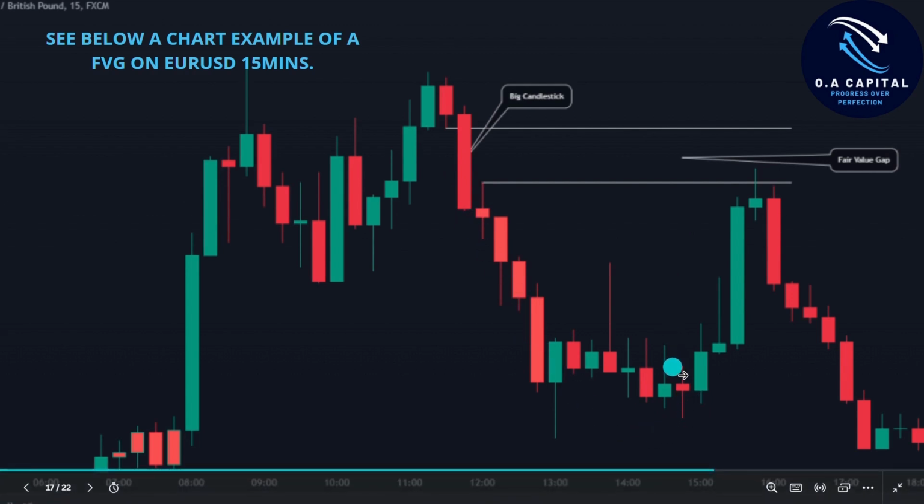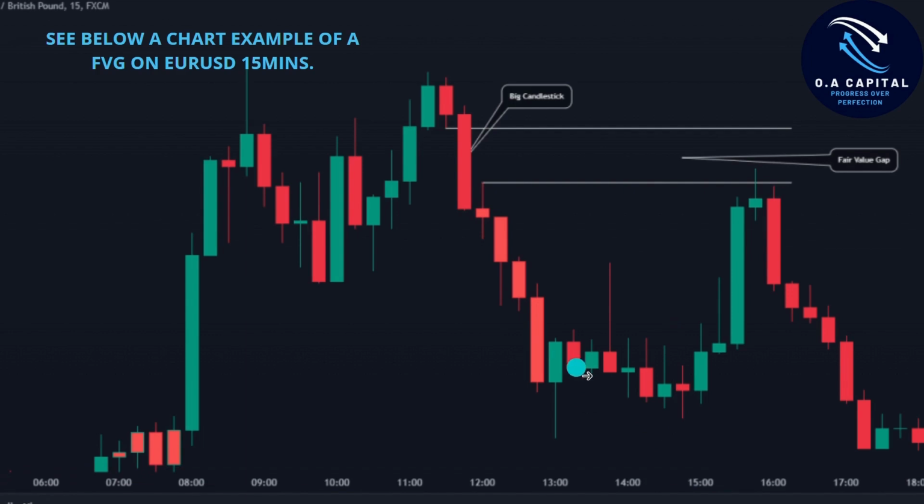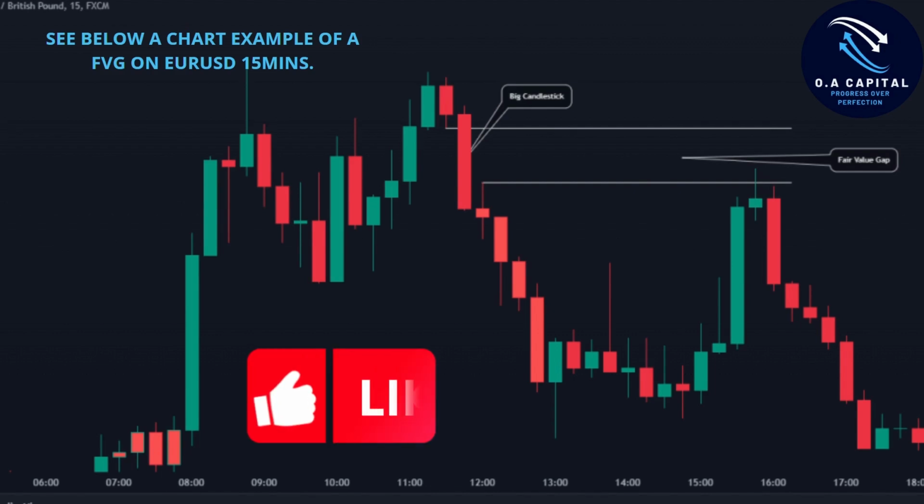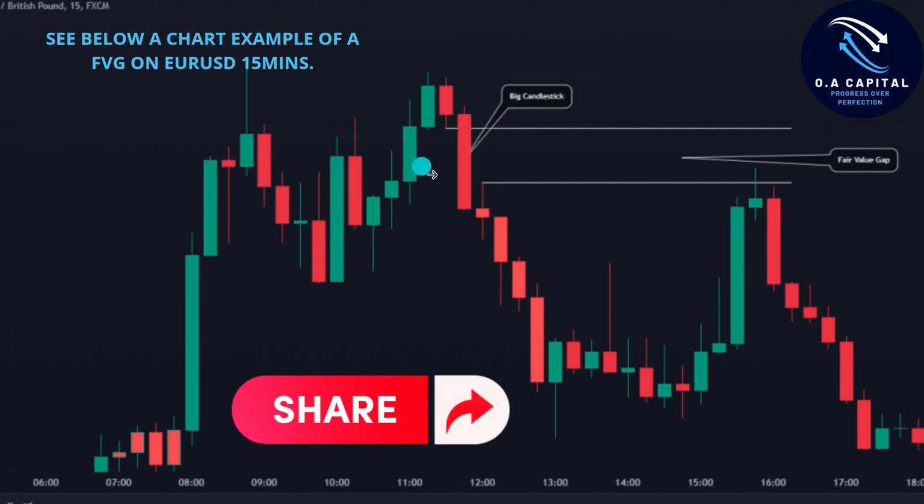Once we've had that push down, what we then expect is price to come into this gap and mitigate it before pushing to the downside for continuation again, because the market goes push, pull, push, pull, push, pull. That's how the market goes up, retraces a little bit, goes up, retraces a little bit. That's how price action works. So whenever we see this, we can by default confirm that we have a fair value gap going on.